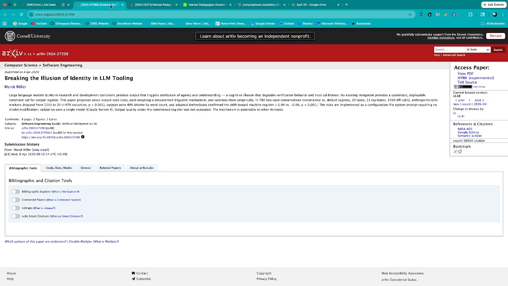No existing mitigation provides a systematic, deployable constraint set for output register. This paper proposes 7 output side rules, each targeting a documented linguistic mechanism, and validates them empirically. In 782 turn conversations, anthropomorphic markers dropped from 1,233 to 33, which was a 97% reduction. Outputs were 49% shorter by word count. An adapted score confirmation confirmed the shift towards machine register with a p-value of 0.001.